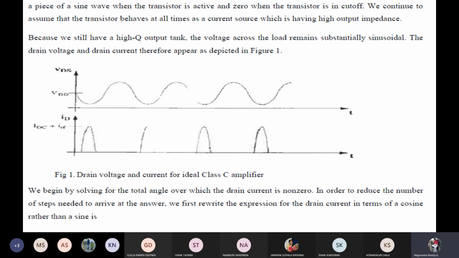We continue to assume that the transistor behaves at all times as a current source. So the transistor works as a current source in class C amplifier, but it has a high output impedance. So we can get the proper output, a high quality output tank circuit, a high quality resonator circuit at the output side. This is the class C amplifier.